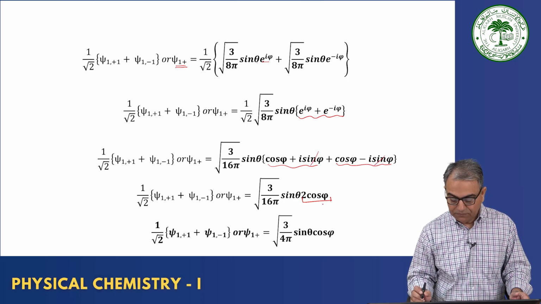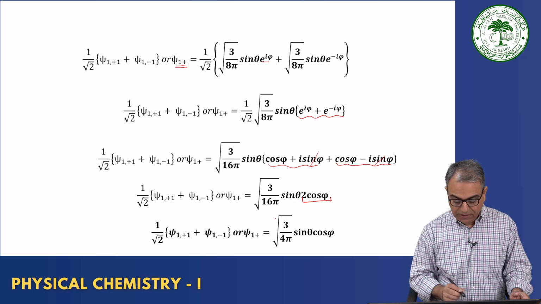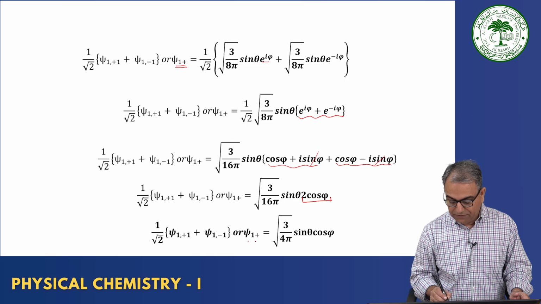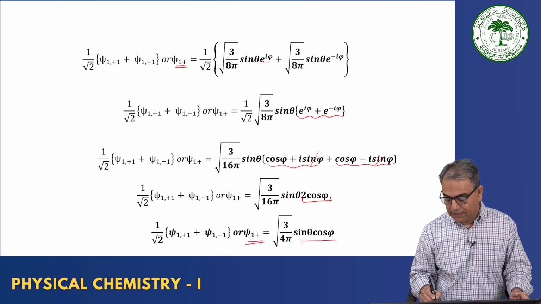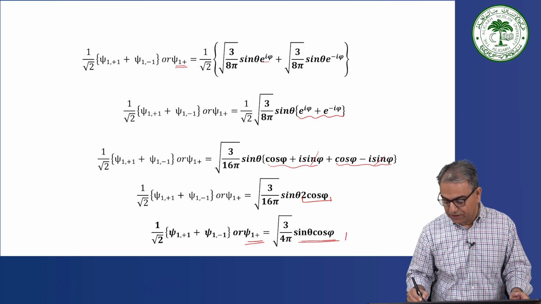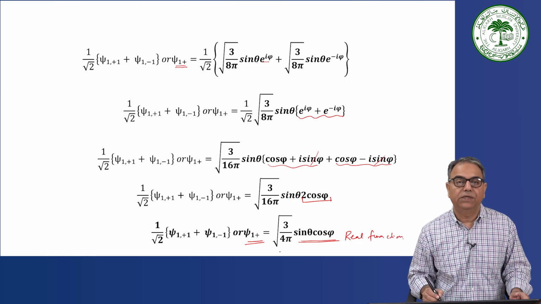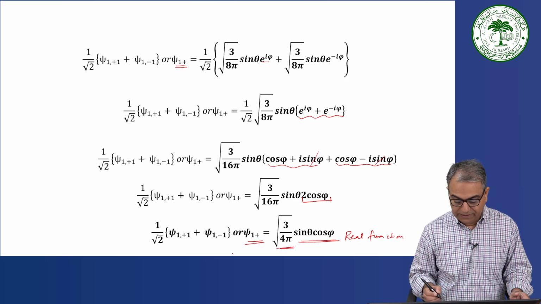Since it is 2 cos phi, 1 by root 2 is here. So you combine this 1 by root 2, and psi 1 plus comes out to be root under 3 divided by 4 pi sin theta cos phi. Now you have a real function whose normalization constant is root under 3 divided by 4 pi. So this we can write very easily.